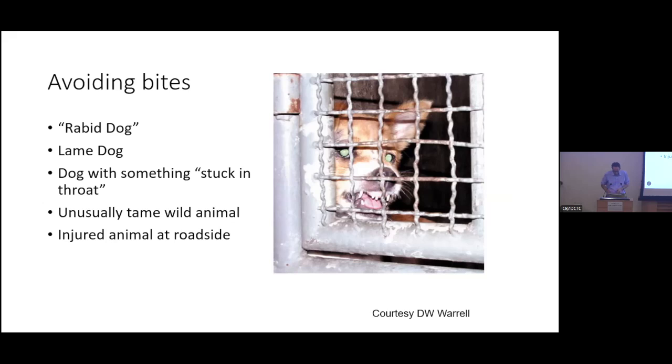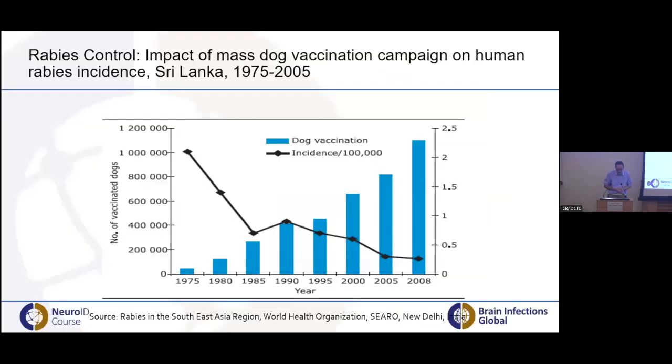Okay. And in Sri Lanka, we talked yesterday about One Health. So this is a really good example of One Health because by vaccinating dogs in Sri Lanka, they've brought the incidence of human rabies right down. Because if the dogs don't get rabies, humans don't get rabies.